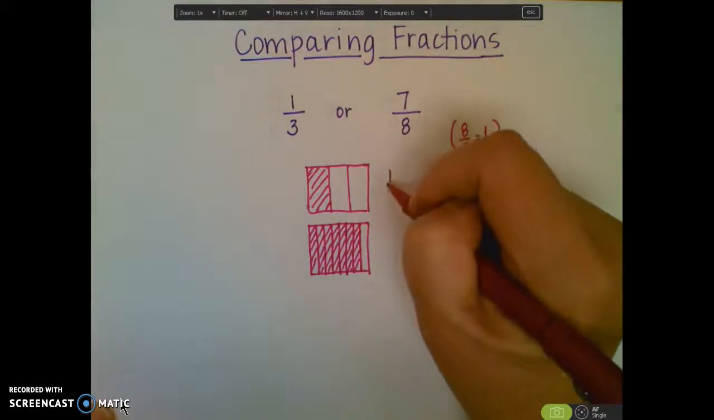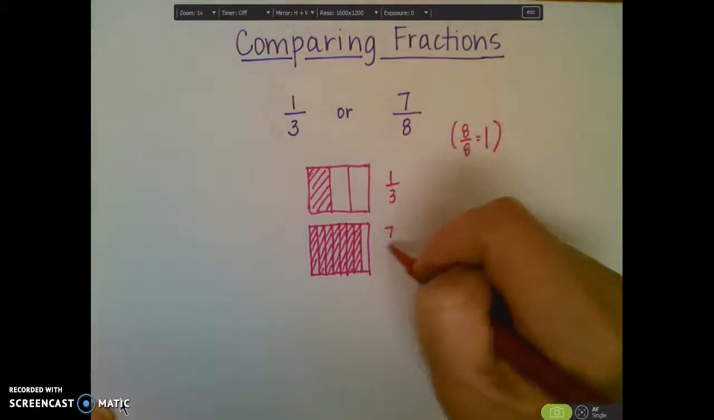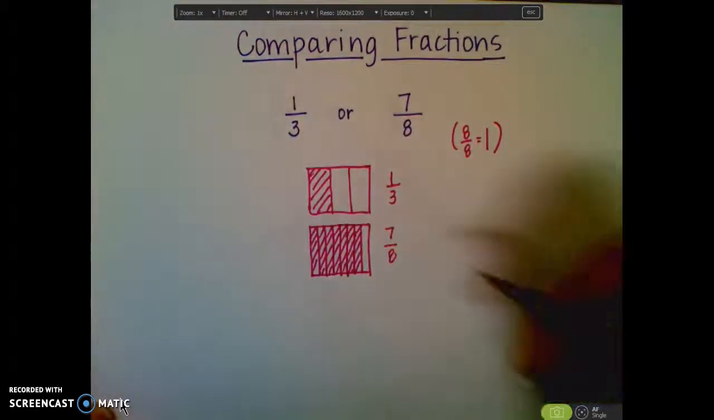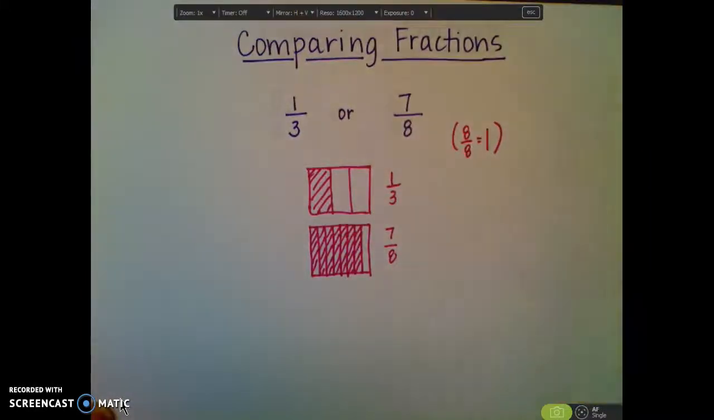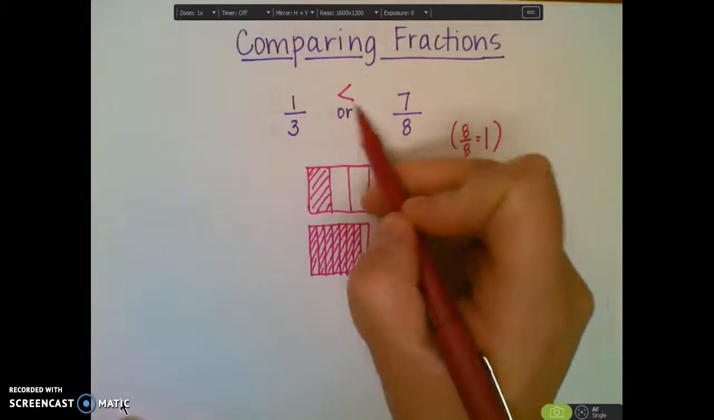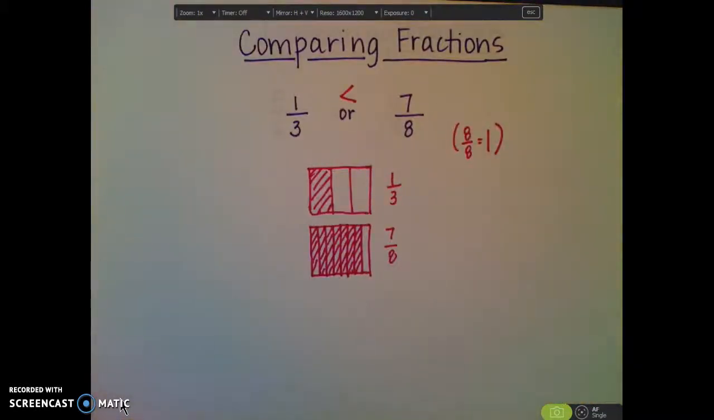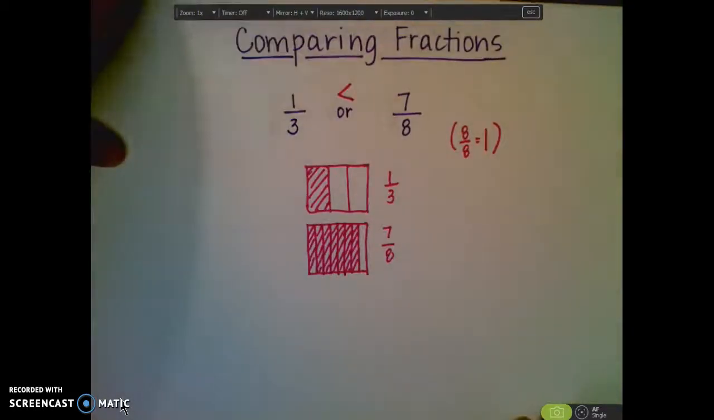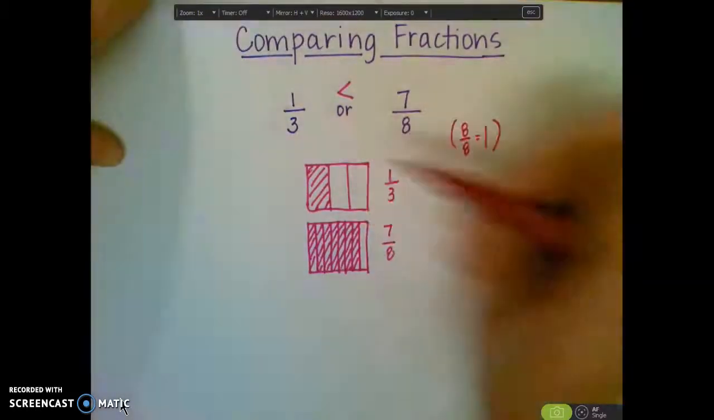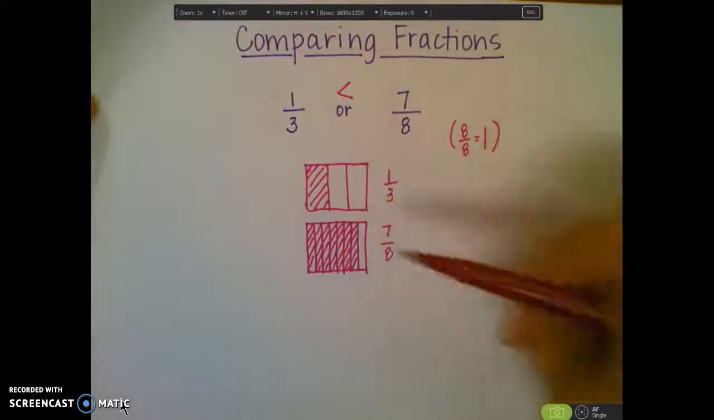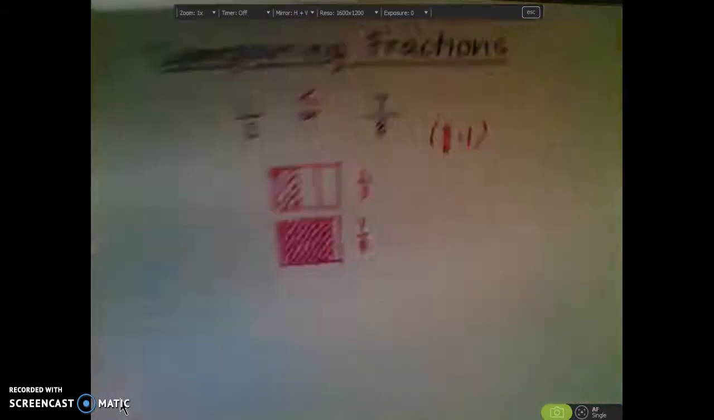So I can tell by looking at this picture that 7/8 is a much larger fraction, and so I would use the symbol less than. 1/3 is less than 7/8 to describe that comparison. Okay, but there's a lot of steps involved here. So like I said, you don't want to draw pictures. That's not always the most efficient method.